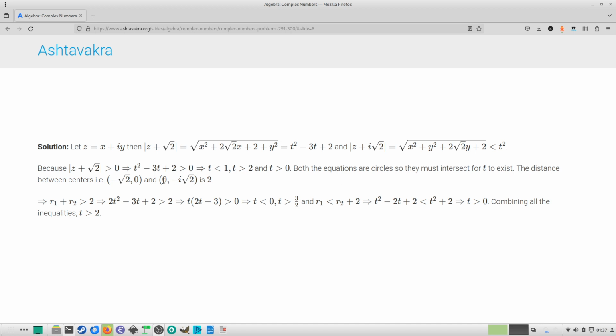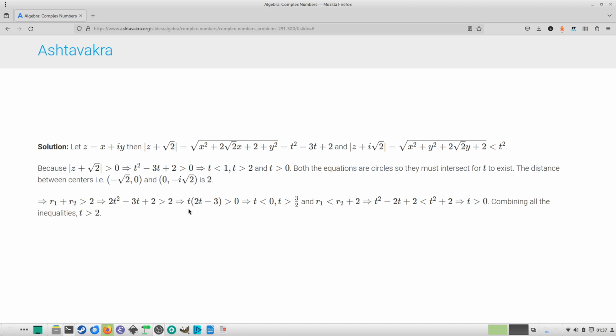So the distance between the centers, minus square root of 2 comma 0 and 0 comma i root 2, is 2. So for the circles to intersect, R1 plus R2 should be greater than 2. Now 2t square minus 3t plus 2 greater than 2.